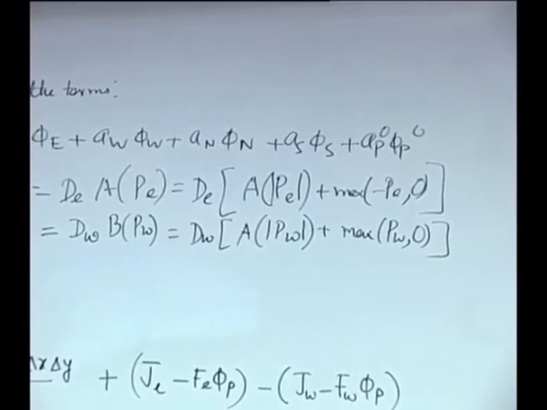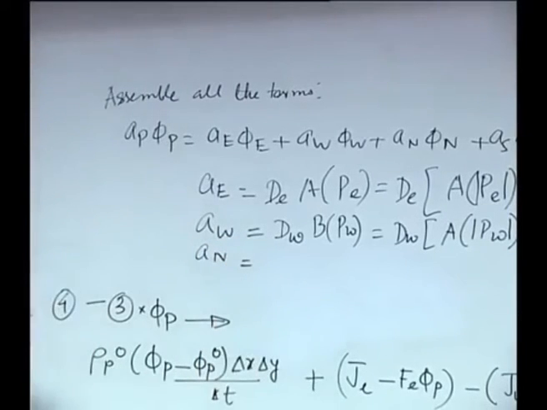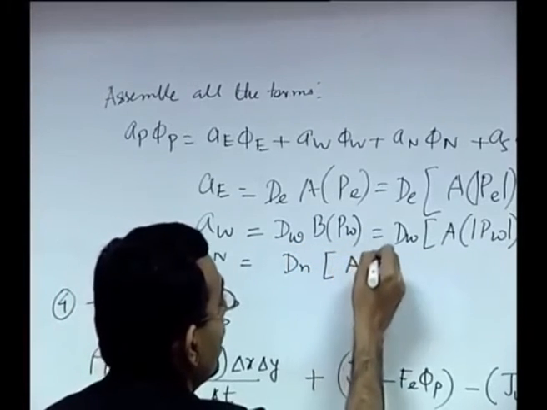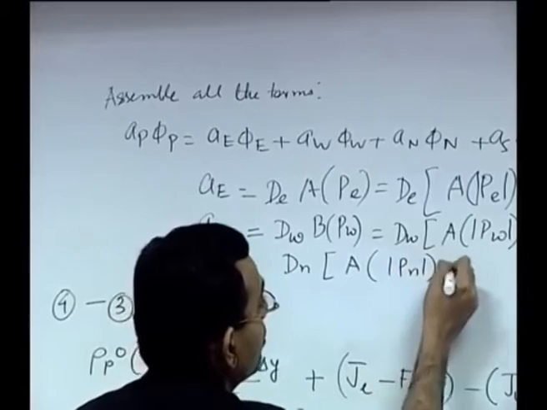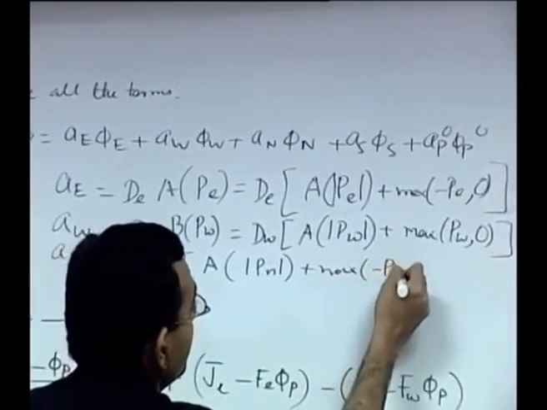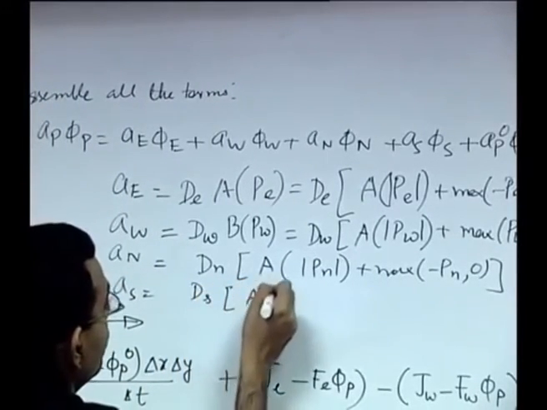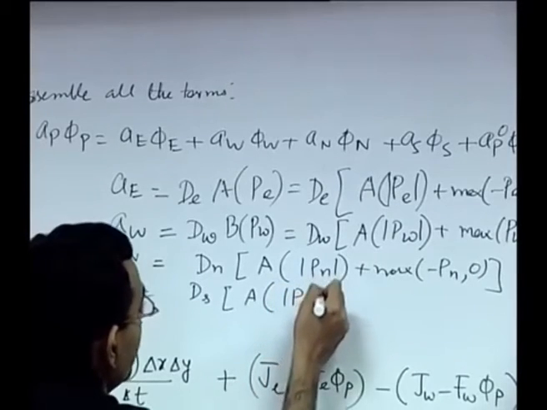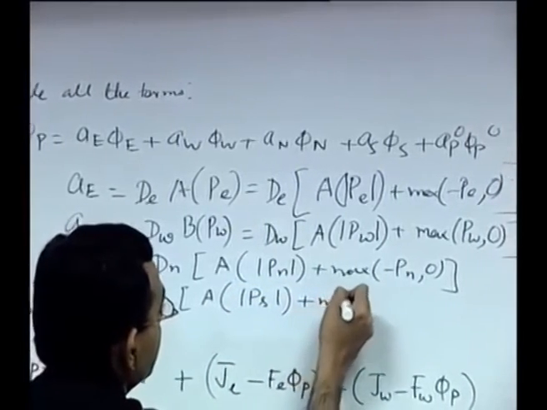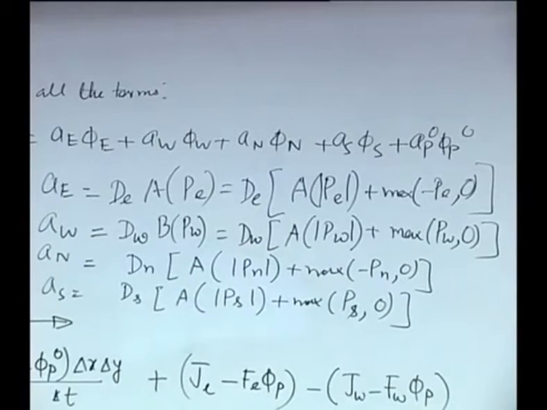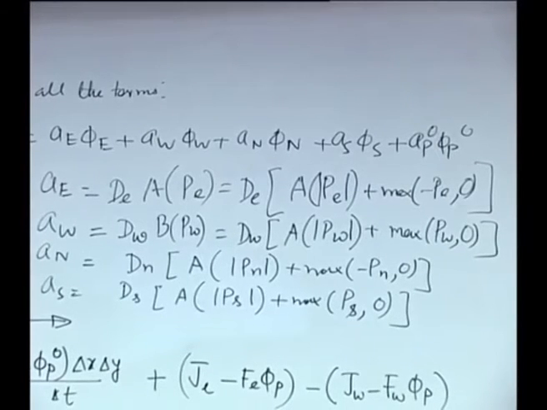Similarly, you can write what is AN and AS quickly. So, AN is dN A of mod Pn plus max minus Pn 0, AS is equal to ds into A of mod Ps plus max Ps 0. Where Pn is Peclet number based on delta Yn, Ps is Peclet number based on delta Ys.